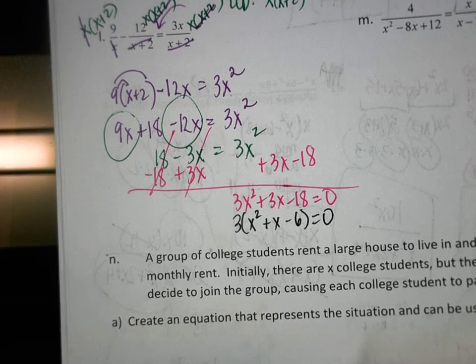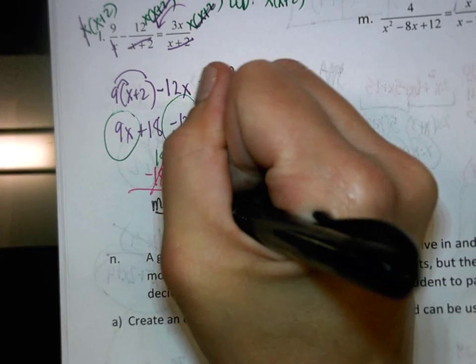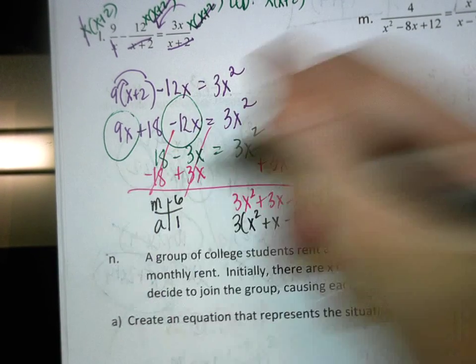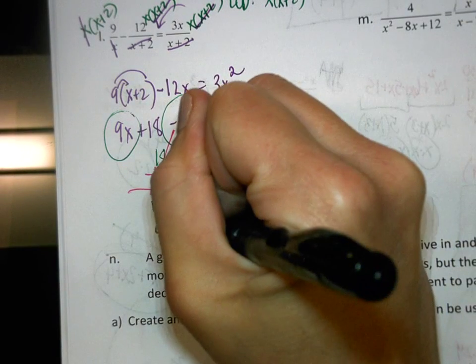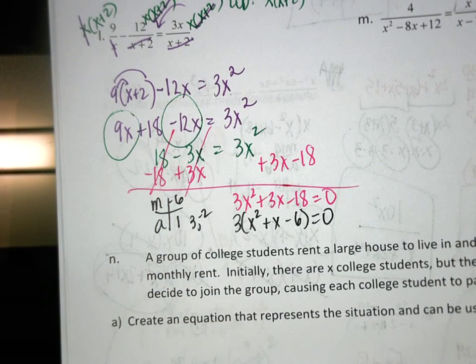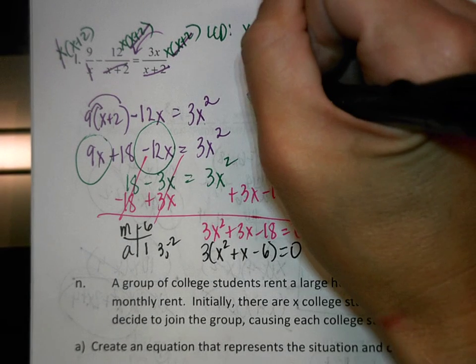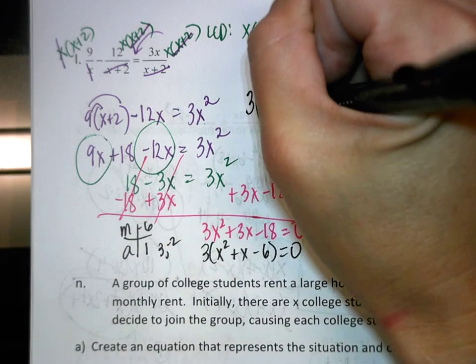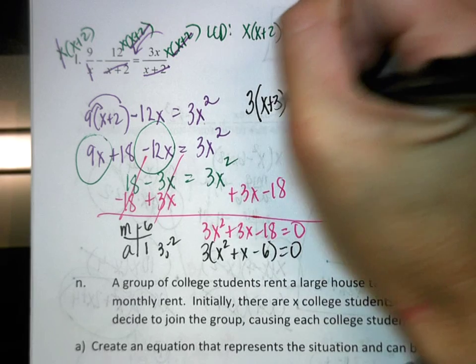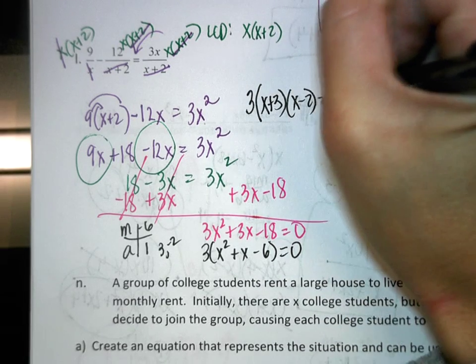Good. So the multiplication number was negative 6. The adding number was 1. And so 3 and negative 2 is what works. So I'm just going to write it up here. We still have our GCF of 3, and then I have x plus 3 and x minus 2. And when I set those equal to 0, what does x equal?